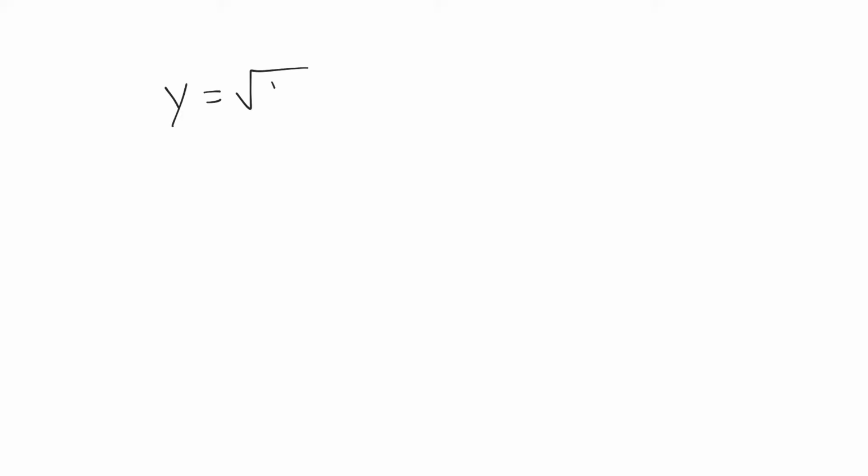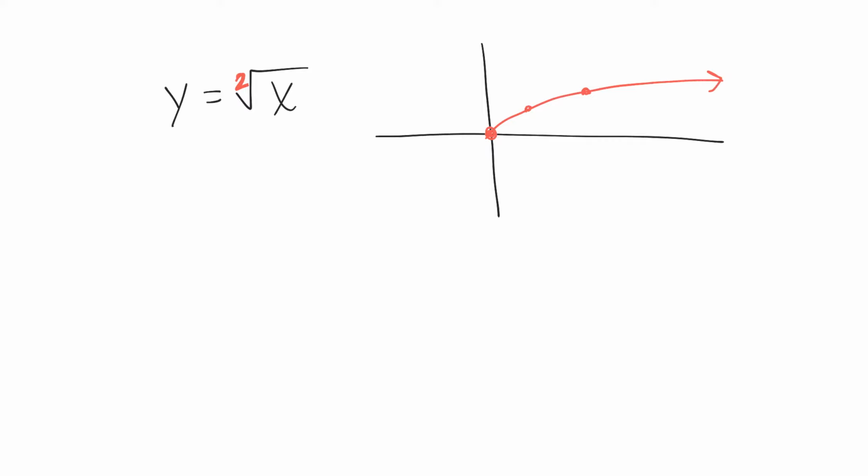We know that this is the parent function of a square root, right? So the invisible index here is a 2 because we're taking a square root. The graph of this thing looks like a smushed rainbow. It looks something like this, and it kind of heads that direction. So you can see that everything has to be greater than 0 because we can't take the square root of a negative, and any square root is going to be a positive value.